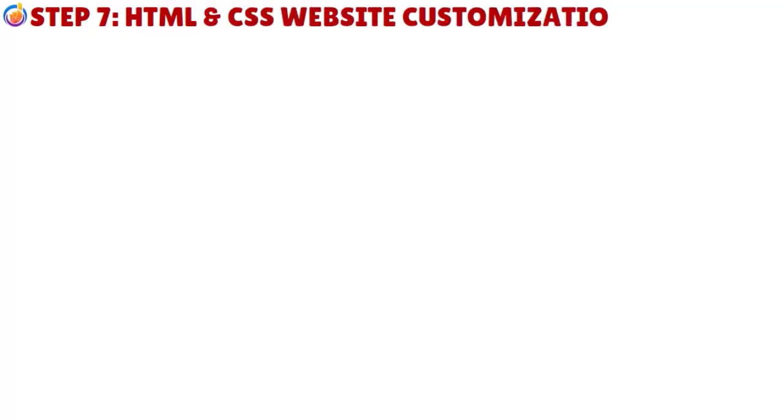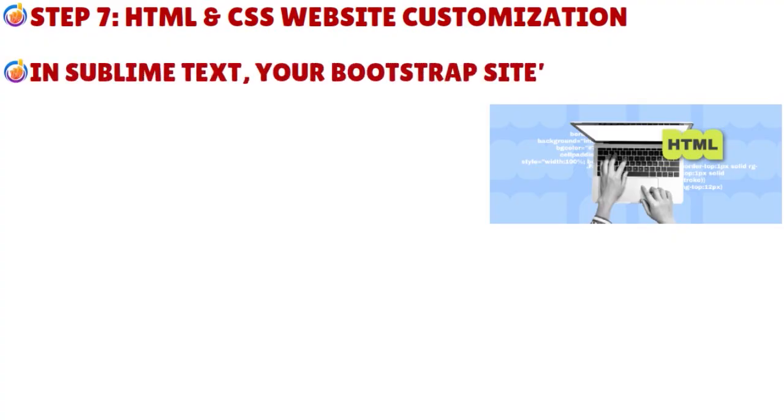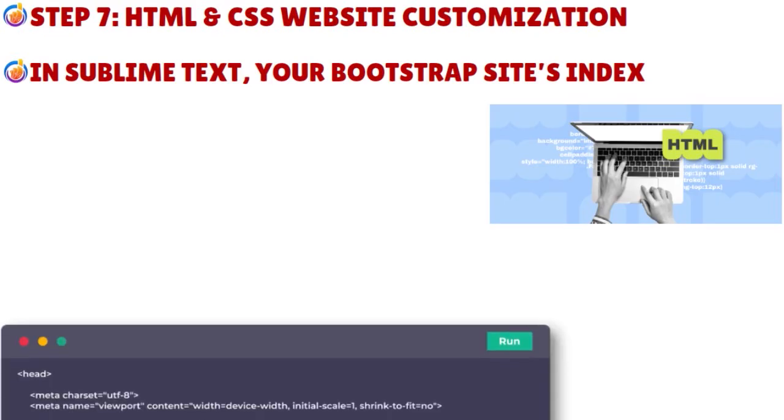Step number 7, you have HTML and CSS website customization, right? I'm still talking to you about how to create a website using HTML and CSS, okay? Now, when it comes to HTML and CSS website customization, you first want to design the homepage. This will teach you how to change visuals and words and adjust everything. I briefly discussed the HTML documents actually a little earlier, right? But I want to dig a little deeper. In Sublime Text, your Bootstrap site's index.html file has a head section like this. You can see this on the screen here.